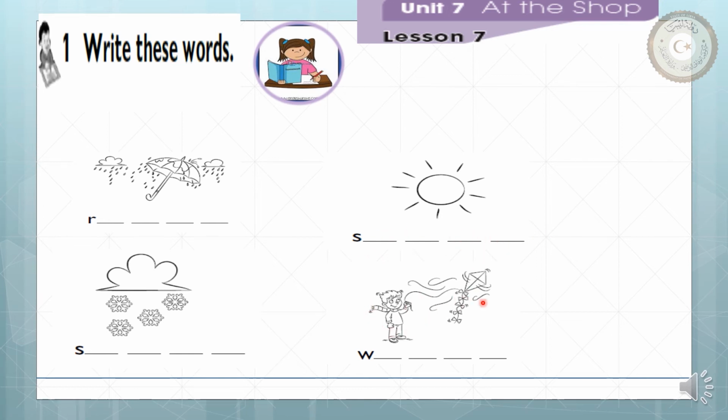Now look at here. The boy is flying his kite. So the weather is, how many missing letters do we have? 1, 2, 3, 4. Okay, each word has 4 missing letters. All of these words are describing the weather. What is the weather like in each picture? Try to complete these words to discover what the weather is like. Ready? Now, let us check the spelling of these words. Try to correct your spelling.